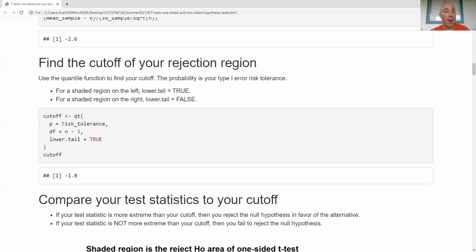Okay, so I've got my risk tolerance, I've got my degrees of freedom, which is n minus 1, and then because my shaded region was on the left, I want lower tail. So on the left, it's the lower value, the lesser value on the x-axis. So here's my cutoff. If I see my test statistic is more extreme and to the left of this, I'm going to reject the null hypothesis. All right, so at this point, since I already know what this value is, I know I'm going to reject the null hypothesis, but let's just keep on going.